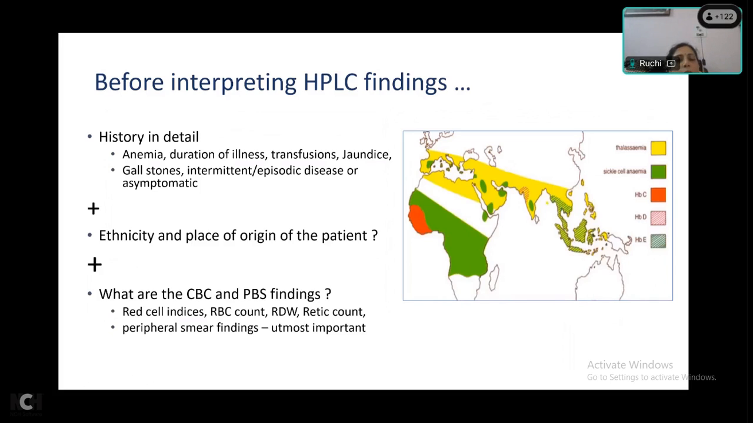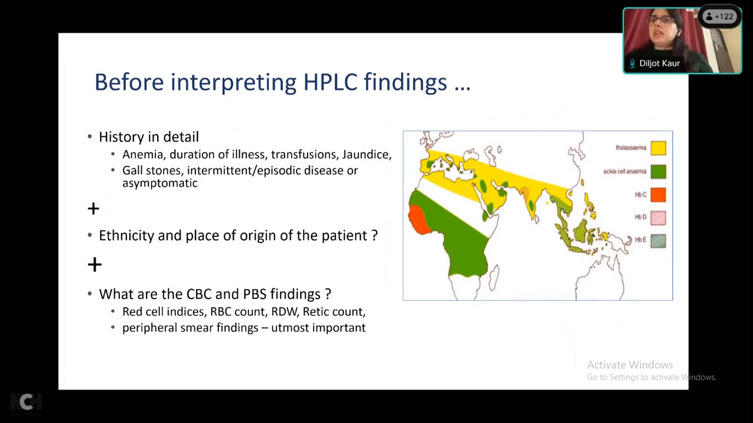So, before we actually go on to think where it is, there's one clue I gave you in the history, that the patient was a resident of Bengal. So, anybody, Diljot, what is prevalent on the northeastern side of our country?